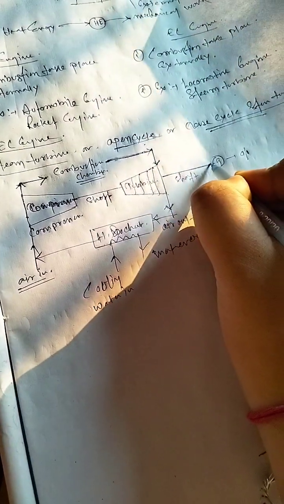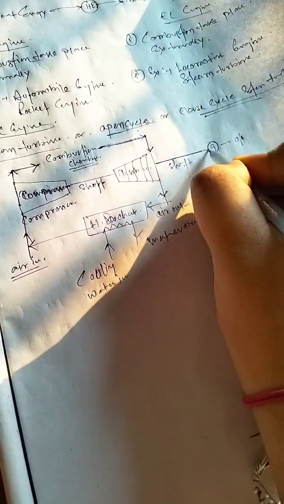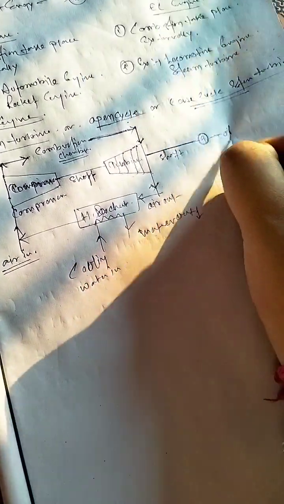Mainly the combustion takes place outside of the working medium. Through the shaft the turbine rotates, and when the shaft is connected to the generator, we get the electric power output. This is how it operates. The main thing is that the combustion takes place in a completely different region.